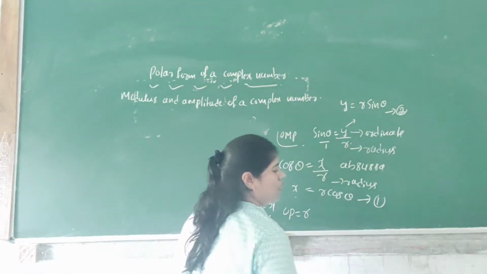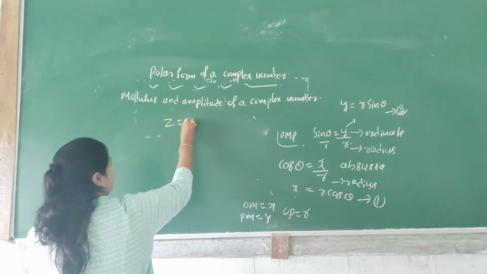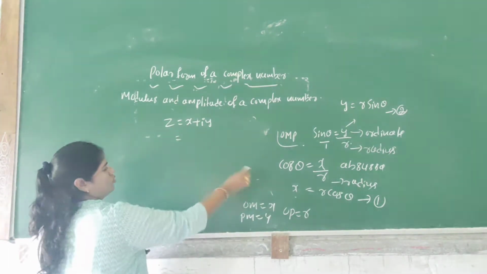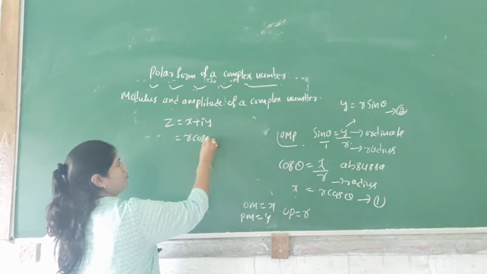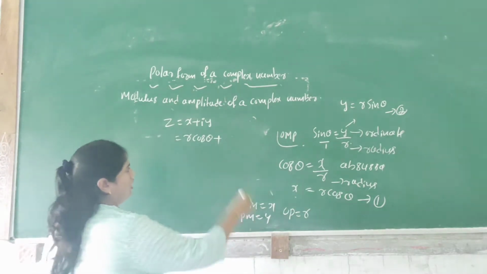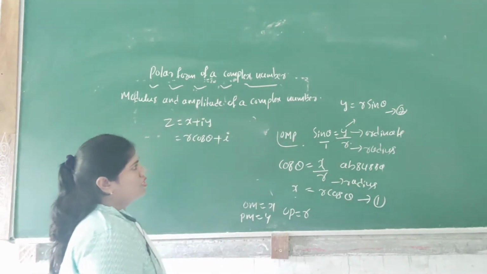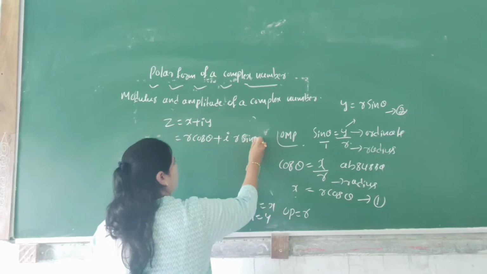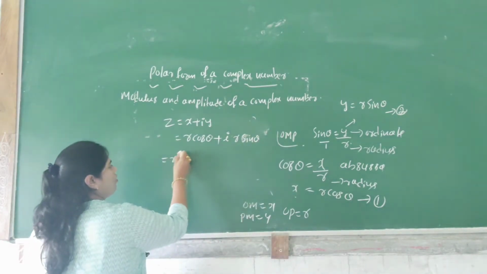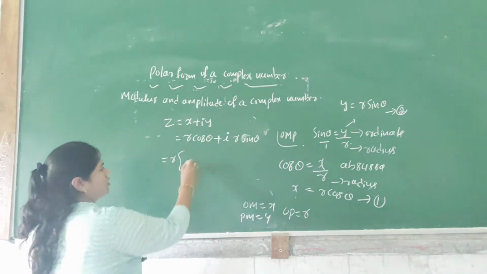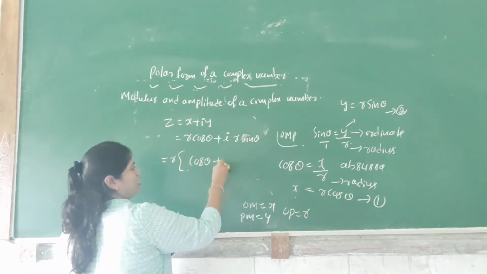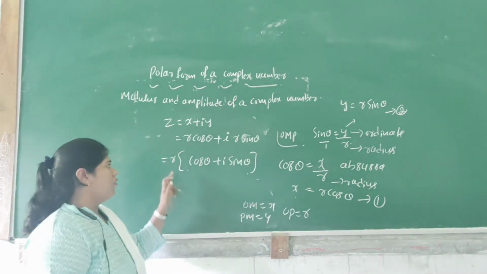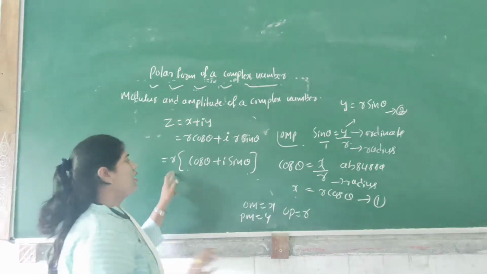So we have to substitute here. z is equal to x plus iy. What is the x value? x is equal to r cos theta. So i we have to write as it is. What is the y value? r sin theta. r cos theta, r sin theta. If you take r as common, what will be the remaining terms? cos theta plus i sin theta. Cos theta plus i sin theta, where r is the radius of the complex number.